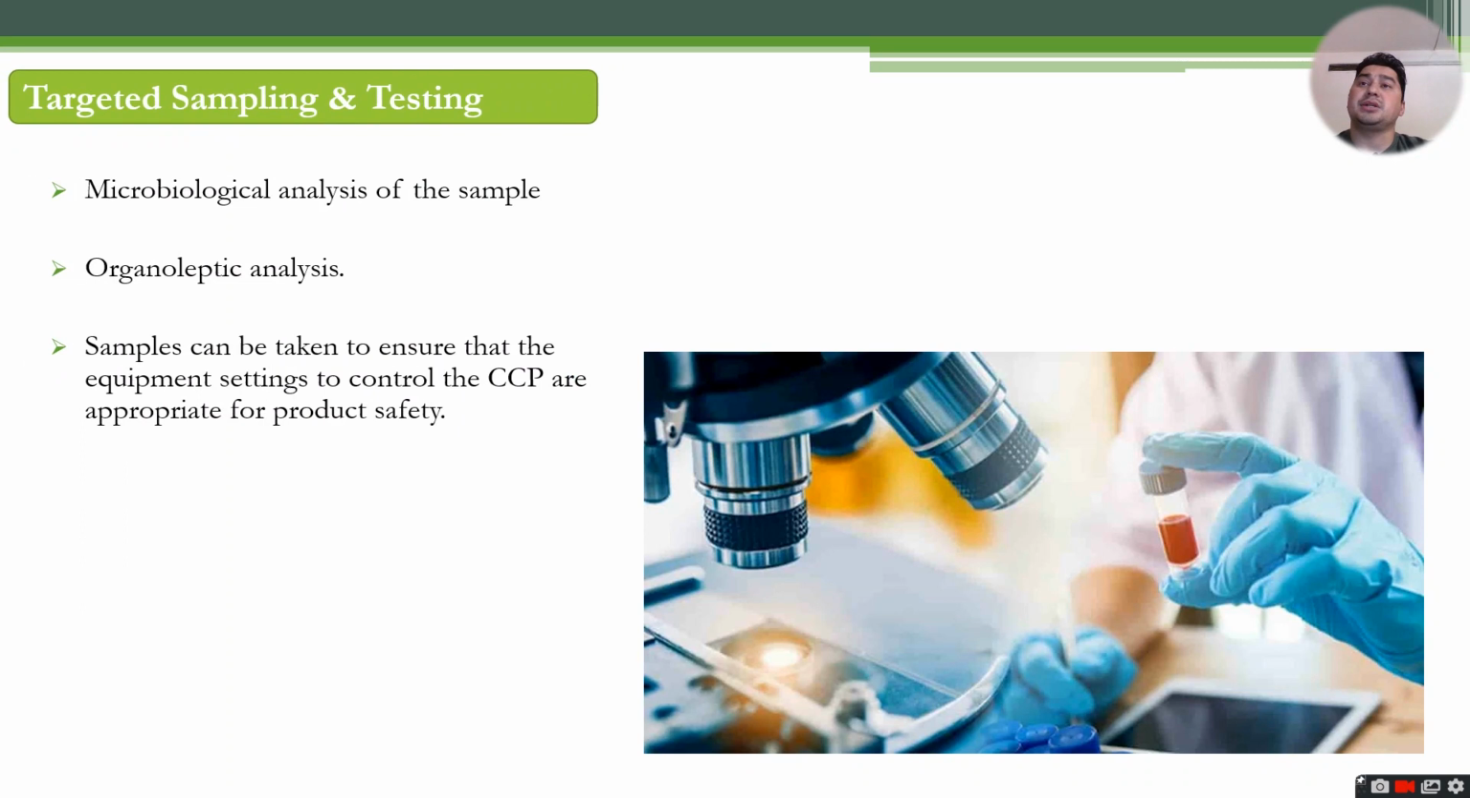Then targeted sampling and testing: microbiological analysis of the sample, organoleptic analysis. Samples can be taken to ensure that the equipment settings to control the CCPs are appropriate for product safety. When you are targeting any sampling and testing, you can check whether the organization is doing any sampling or testing or not. You can review the records and check that these samplings are appropriate to make sure that the product they are producing is safe for human consumption.